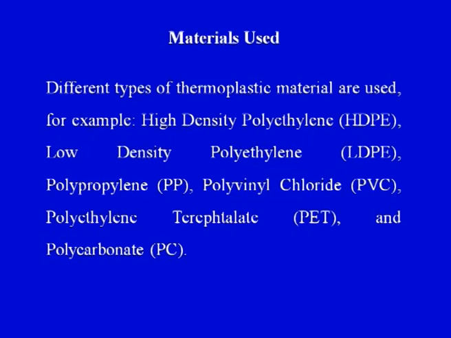Now what are the materials that can be used for the blow molding process? Different types of thermoplastic materials can be used. For example, high density polyethylene, HDPE, LDPE, polypropylene, polyvinyl chloride, polyethylene terephthalate, as we sometimes use this word quite often, PET bottles. So these PET bottles are made by the blow molding process, and sometimes polycarbonate can also be used.